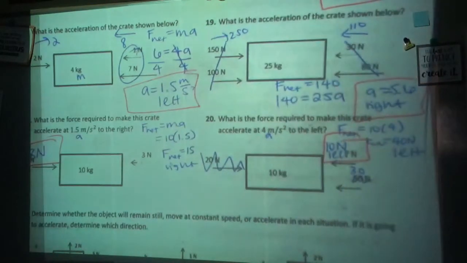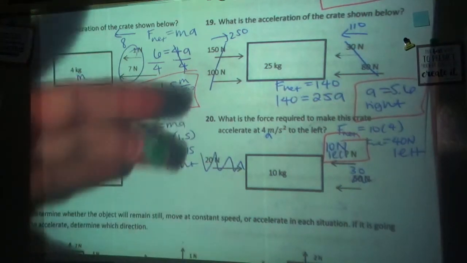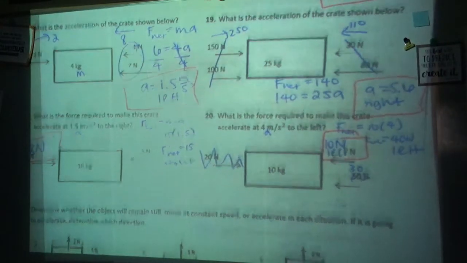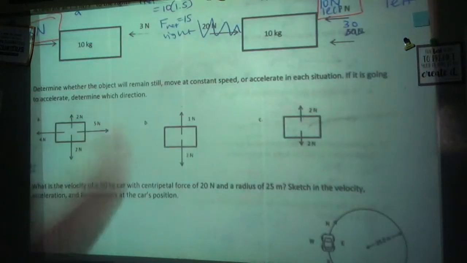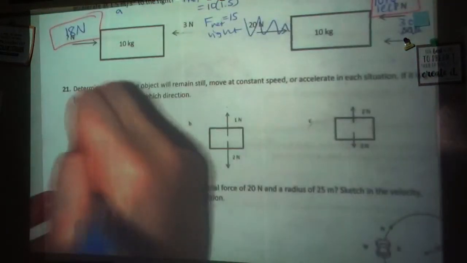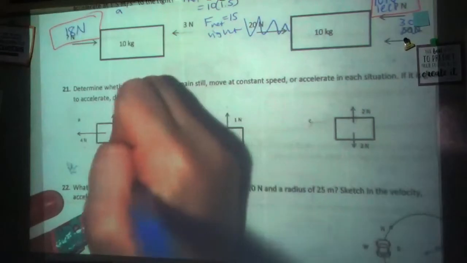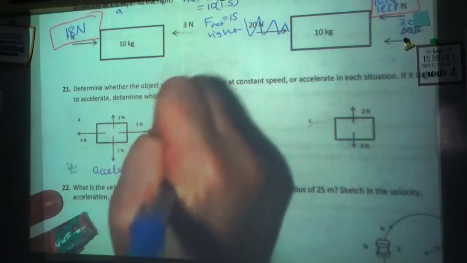The next one, we are determining whether it's still or at a constant speed or if it will accelerate. So here, this is not balanced, so that means it will accelerate, and it is unbalanced to the right, so it'll accelerate to the right.